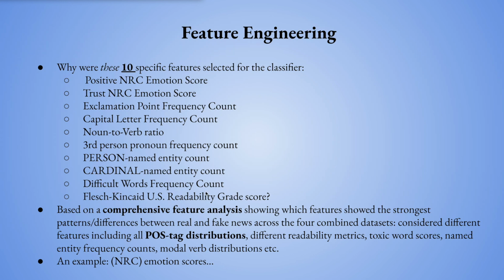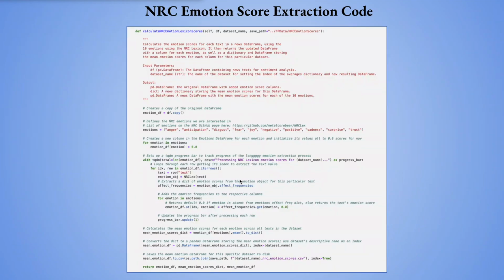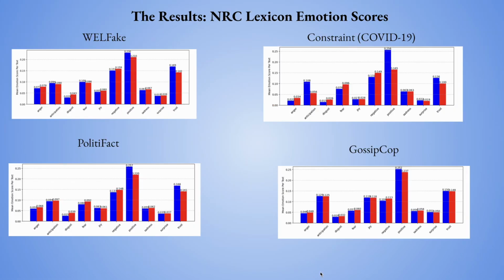Well, this decision was made on the basis of a comprehensive feature analysis, which looked at this wide range of linguistic, emotional, and semantic features to see which ones showed the strongest predictive power for distinguishing between classes. For example, this code was used to extract the NRC emotion lexicon scores for these 10 dominant emotions using the NRCLex library and extracting the affect frequencies for each text row. As is evident here, the positive emotion scores and the trust emotion scores are higher for real news than for fake news across all the datasets.